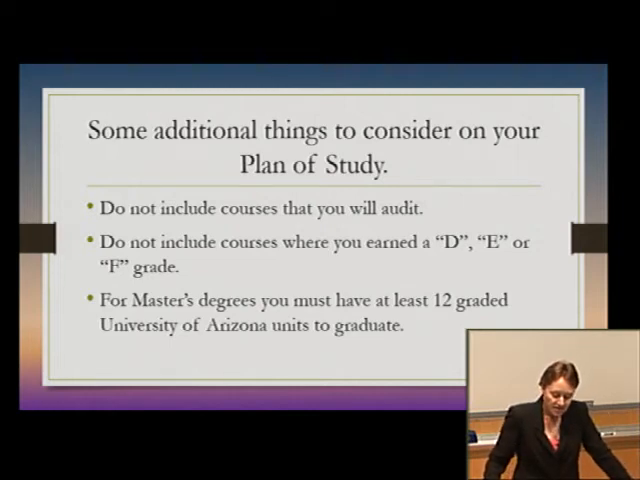For any master's degree, you must have at least 12 graded University of Arizona credits to graduate. So you may have brought in some transfer credits from another institution. Ensure you have at least 12 graded, and by that they mean the ABC graded, not pass-fail, U of A credits.